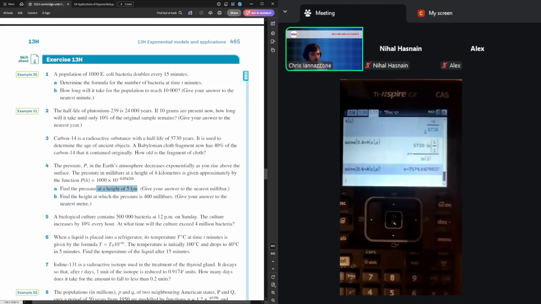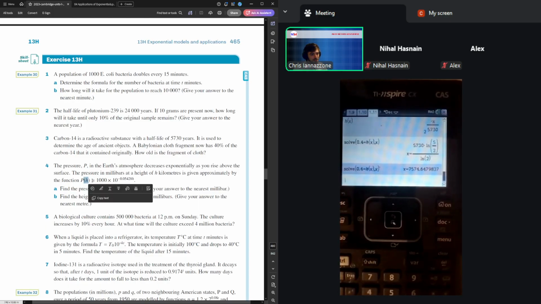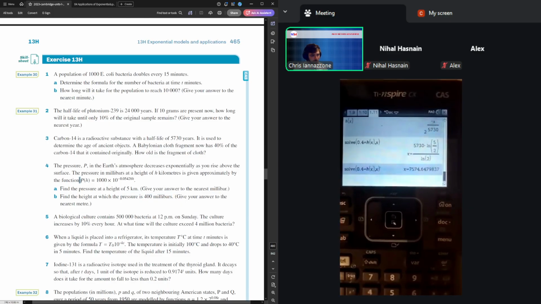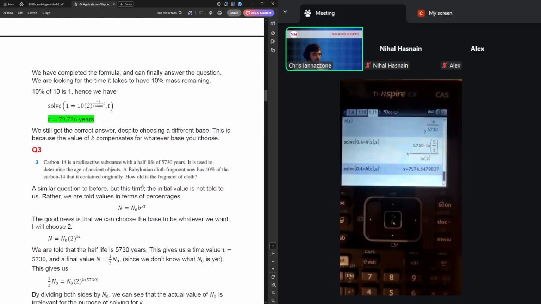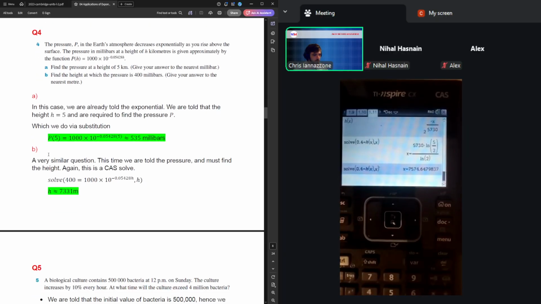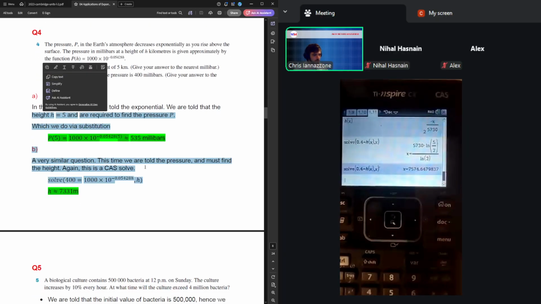Find pressure at height 5 kilometers. Well, it's a pressure in terms of height equation. So height is going to be 5 kilometers. You set the height h to 5 and see what comes out. Find the height when pressure is 400. Set pressure to 400 and solve for h. Like, these are things we've done before. In fact, if we just take a little peek at what that looks like, they're one-liners, especially when you have your CAS.